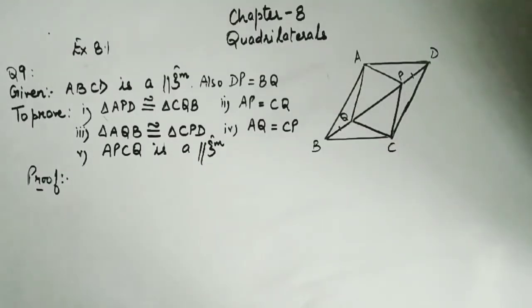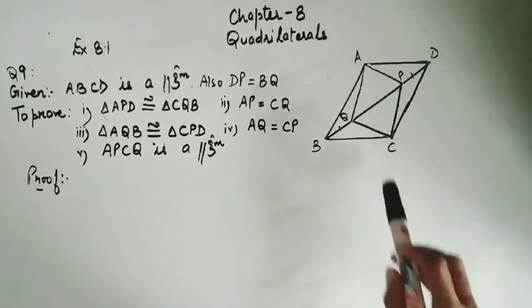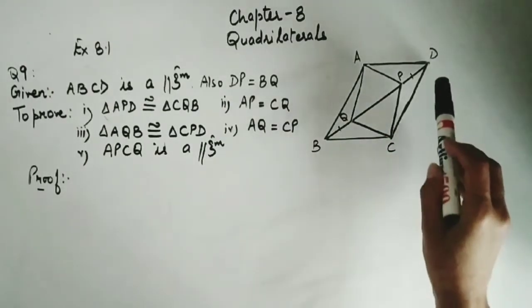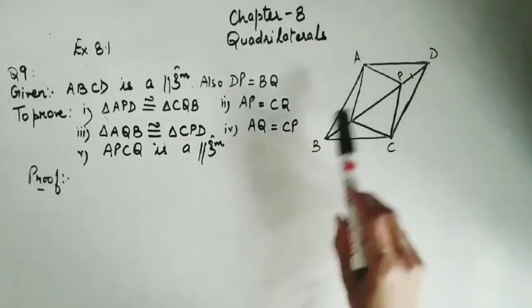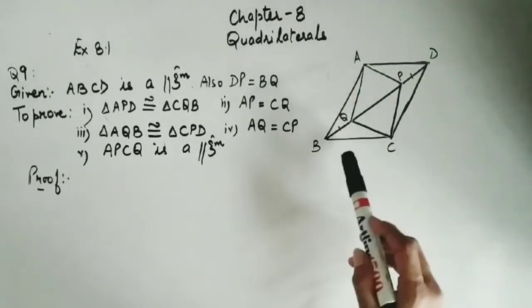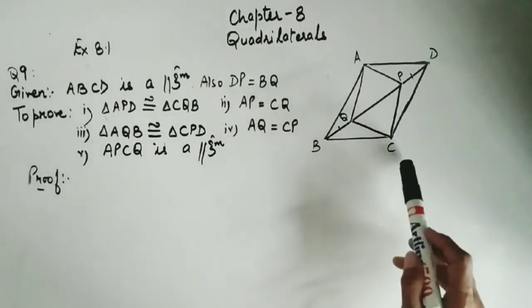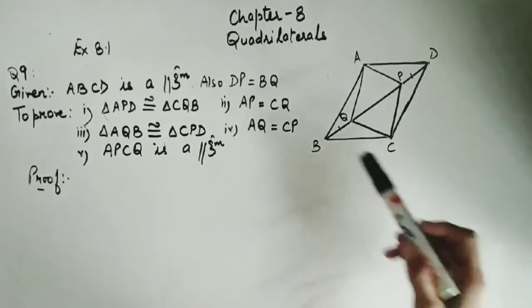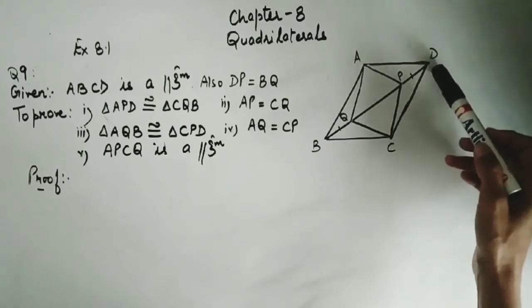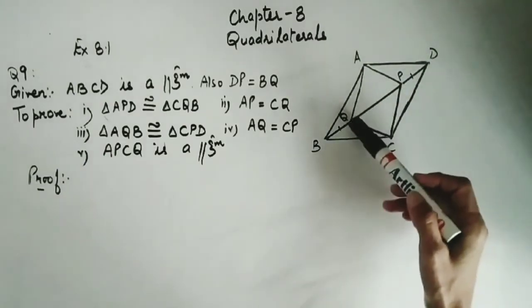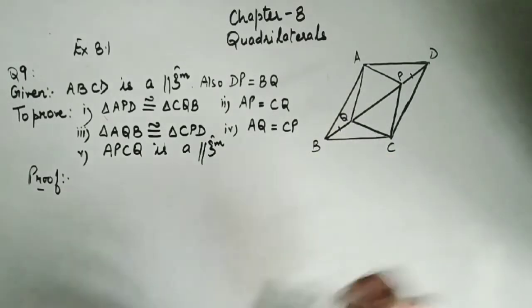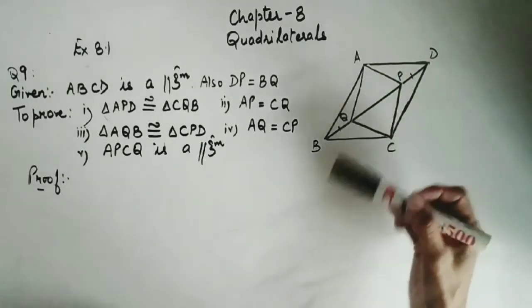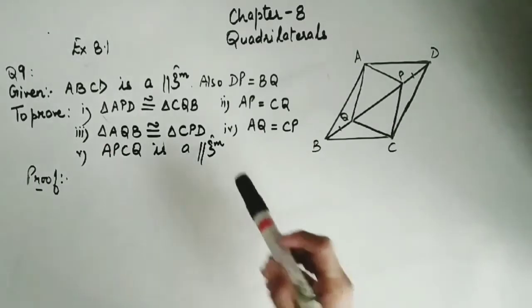Let us now discuss question number 9, another important question. It says ABCD is a parallelogram. Now, when you look at this figure, everything is clearly visible here. Parallelogram ABCD is given, and then there's a diagonal BD. On that diagonal, P and Q are two points given in such a way that DP and BQ are equal. We are asked to prove many parts.